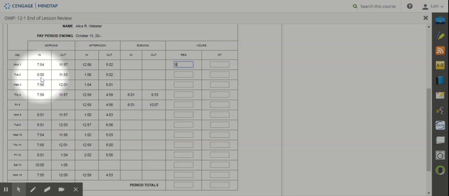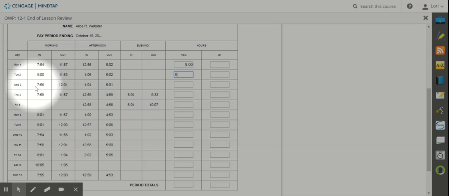So now let's look at Tuesday from 8 to 11:53. Well, 11:53 rounds to 12. So 8 to 12, 9, 10, 11, 12, that is 4 hours. Then 1:06 is going to round back to 1, to 5:02. So 4 hours. So 4 plus 4 is 8.